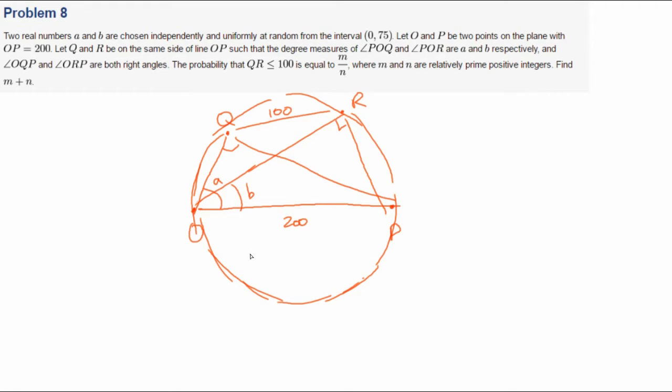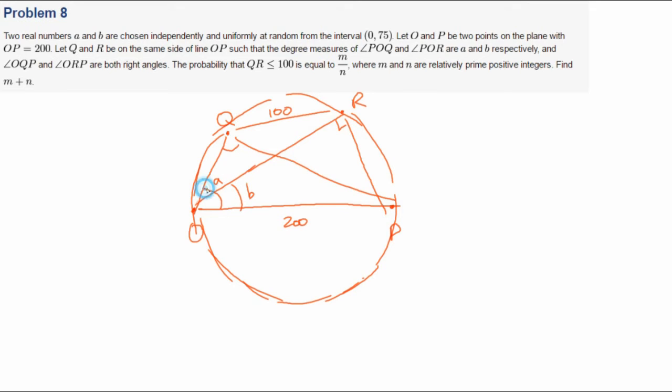So in any cyclic quadrilateral, if you draw the diagonals, these angles are the same, and these angles are the same, and these angles are the same, and these angles are the same, which means that essentially a cyclic quadrilateral has a lot of triangular similarities. So like this triangle is similar to this triangle. So if we want this to be 100 and this to be 200, we just need to have this side be equal to half of this side by similar triangles. So what angles A and B will give us that this side is equal to half of this side?